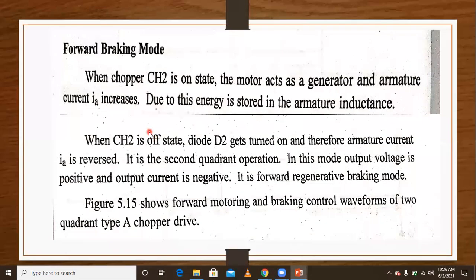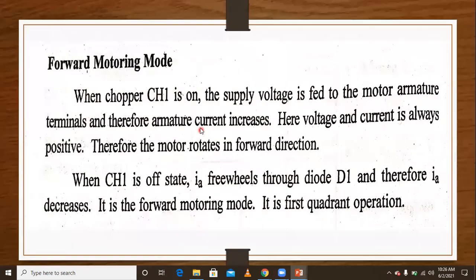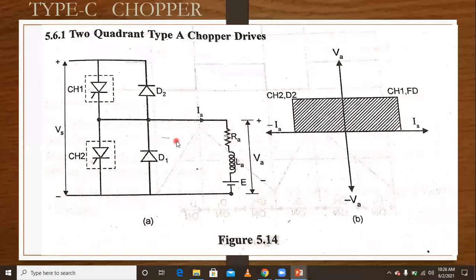Then coming to the forward braking mode. Try to consider the circuit diagram. In forward braking mode of the two quadrant type A chopper, see here, the voltage is positive but the armature current is negative. It's called forward braking mode. Understood? In this forward braking mode, chopper CH2 is triggered. Chopper CH2 is triggered in forward braking mode.